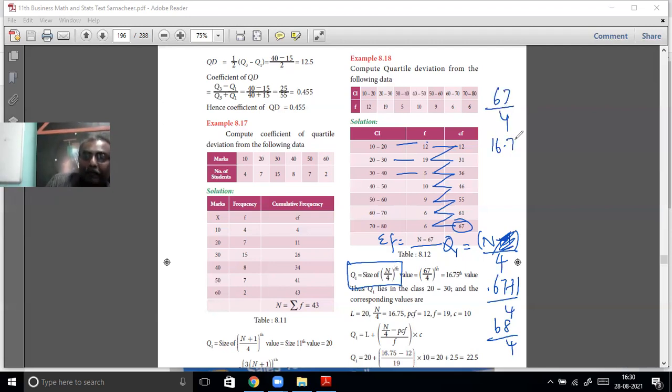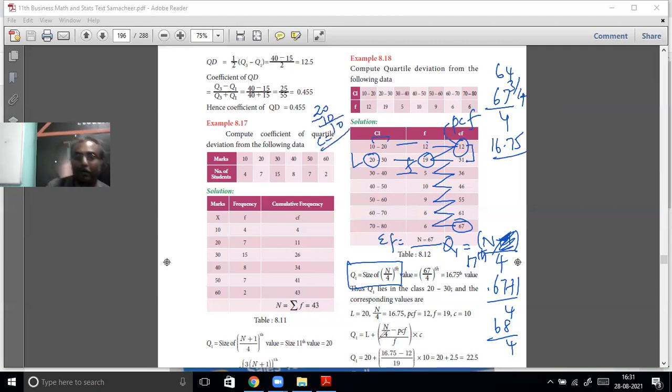That is 16.75. Okay, 4 will go in 67, 64, 3/4 is remaining. So 16.75th value rounded off will be 17th value. Where is 17th value? It is in this range. Now in this range, you use this value as L, this value as F, this value as PCF, previous cumulative frequency 12, and class value is 10 to 20. 20 minus 10 is 10. So C is equal to 10.